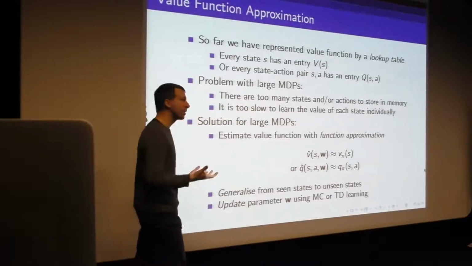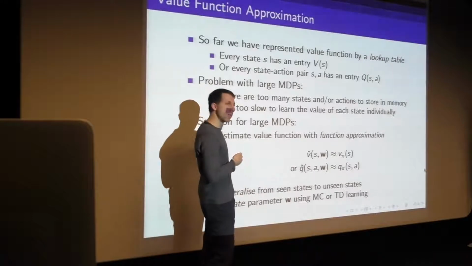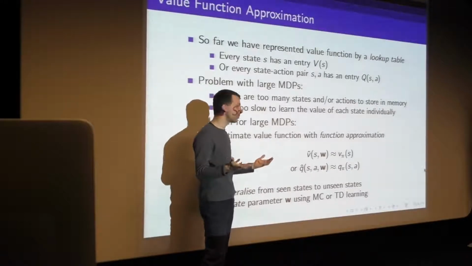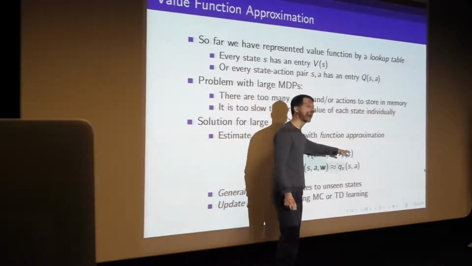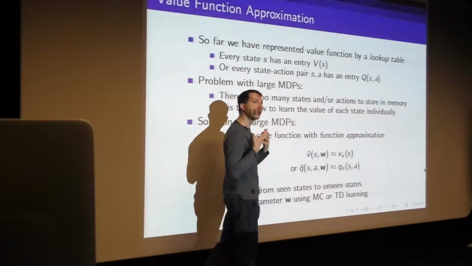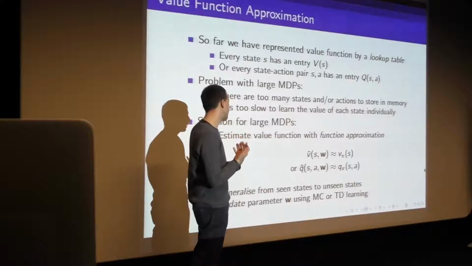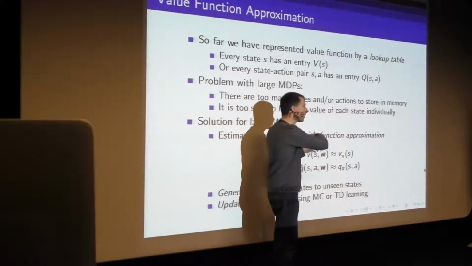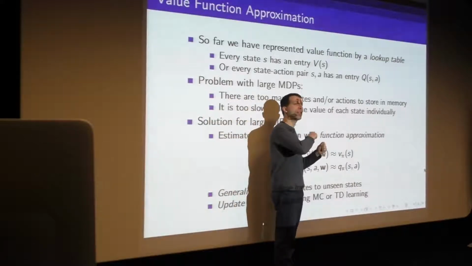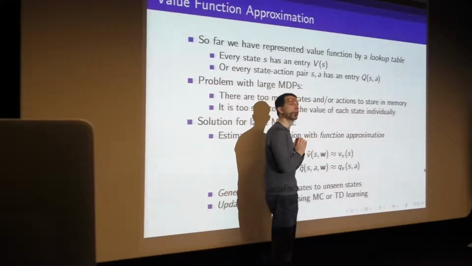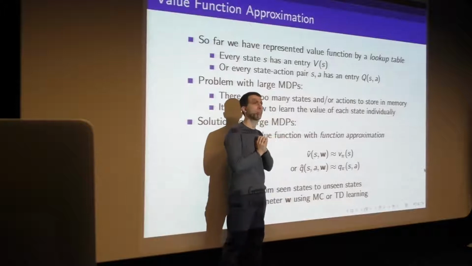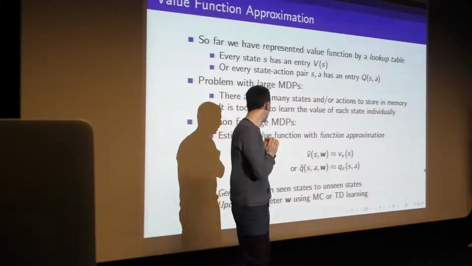And what this is going to enable us to do is not just reduce the memory. We can reduce the memory if there's a smaller number of weights than we had states. But it's also going to allow us to generalize. The reason it allows us to generalize is because we can fit our function to states that we've seen, and we can generalize to states that we haven't seen by querying our function approximator at points that we've never actually seen so far.